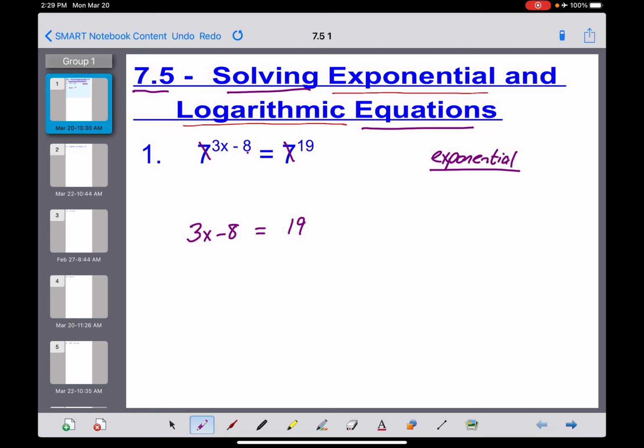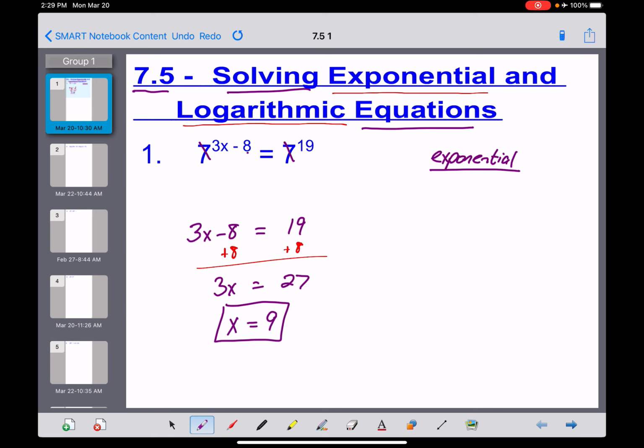So what would we do here now, guys? We would add an 8 to both sides right here and get 3x is equal to 27. Divide both sides by 3, and we'll get x equals 9, and that's it. So that's how you solve a really simple exponential equation where you've got the same base on both sides.